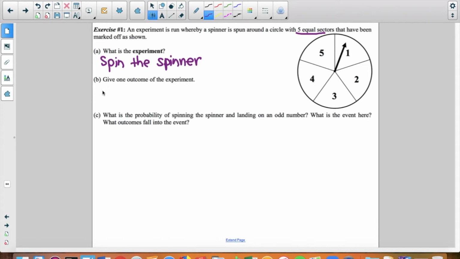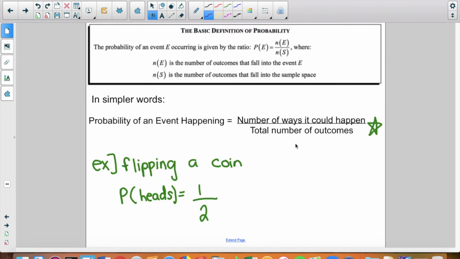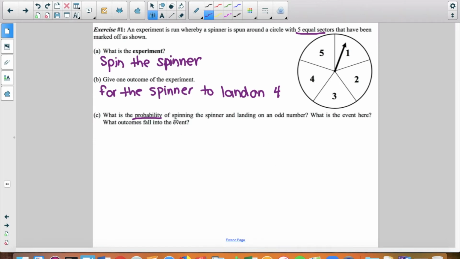So I'm going to say here, for the spinner, to land on 4. It could have been any of the numbers though. What is the probability? Now we're finding probability using this definition. What is the probability of spinning the spinner and landing on an odd number? What is the event and what outcomes fall into the event?